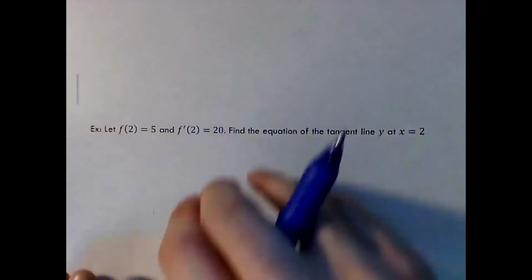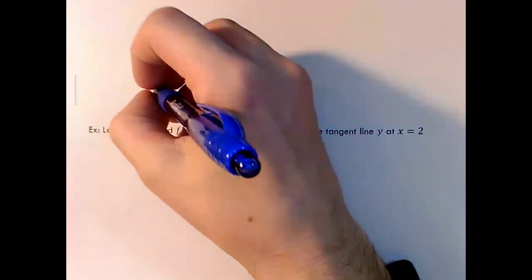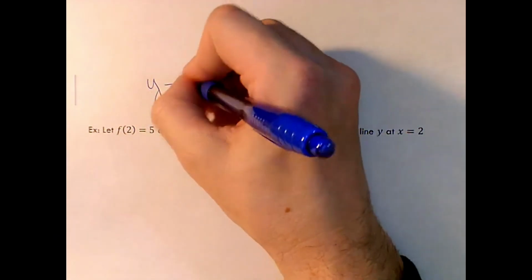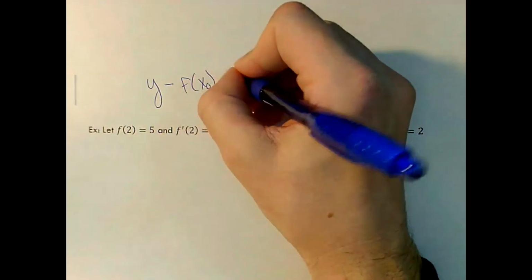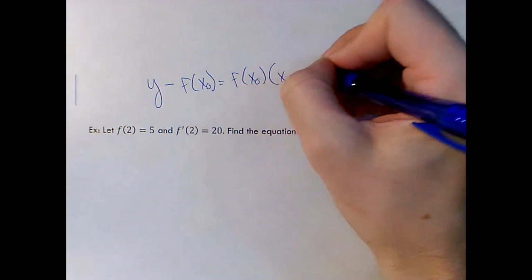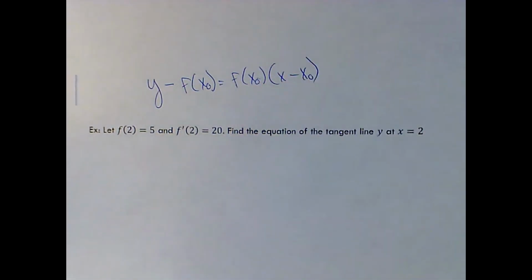All right, in this problem, let f of 2 be 5 and f prime of 2 equal 20. It's asking us to find the equation of the tangent line y at x equals 2. So it's actually just giving us everything in the form that I said was terrible. So I'm going to write that out. y minus f of x sub 0 equals f prime of x sub 0 times x minus x sub 0. Lots of x sub 0s. Okay, x sub 0 is 2.